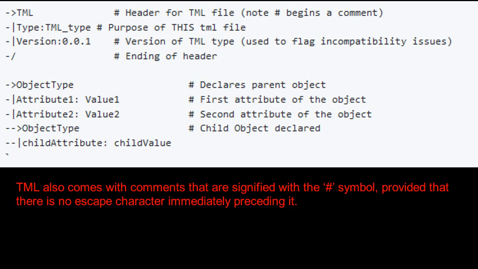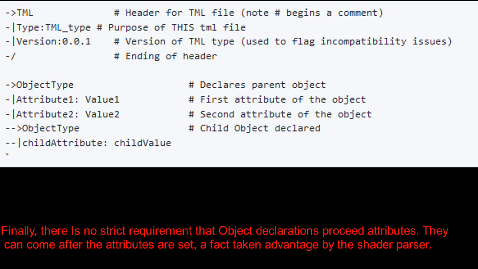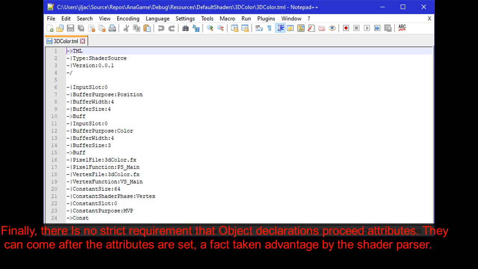TML also comes with comments that are signified with the pound symbol, provided that there is no escape character immediately preceding it. Finally, there is no strict requirement that object declarations precede attributes. They can come after the attributes are set, a fact taken advantage of by the shader parser.